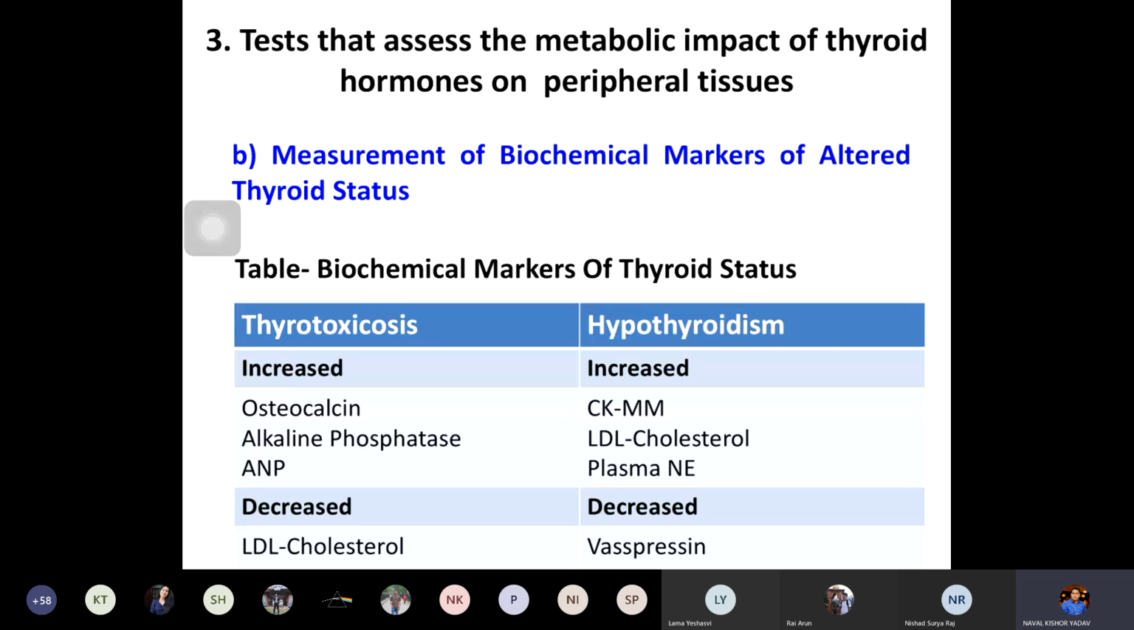In the case of hypothyroidism, you can measure the CK-MM, and the LDL level will also be measured. We find there is an increase in the LDL cholesterol, and the vasopressin will be decreased in the case of hypothyroidism. These are just supportive biomarkers, which either increase or decrease with increased or decreased thyroid function, like in hyperthyroidism or hypothyroidism. So these are supporting markers you can measure.